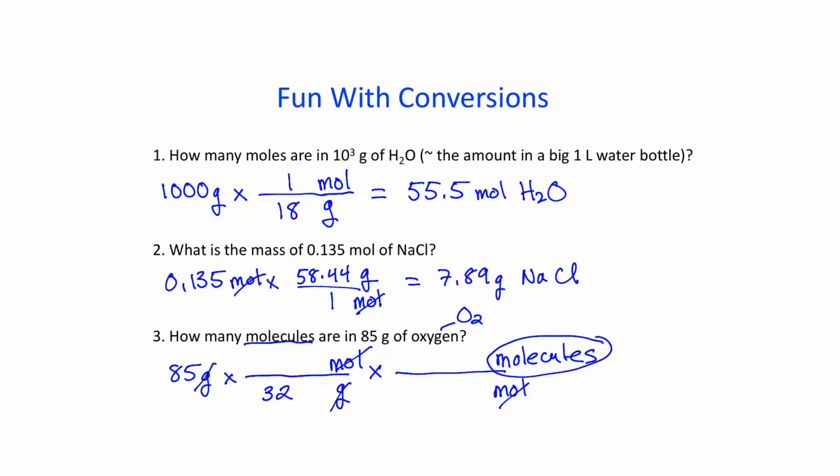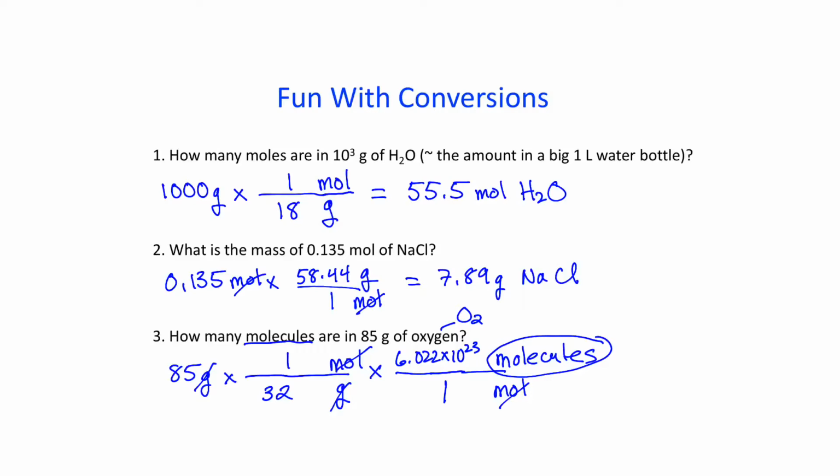So we're going to put 32 in the grams per 1 mole, grabbing that off of your periodic table. That's your molar mass for oxygen. And then we need the conversion for molecules to moles. That's our Avogadro's number. So remember, it's 6.022 times 10 to the 23rd molecules in 1 mole. So 6.022 times 10 to the 23rd is going to go up top, because we have a lot of molecules in 1 mole.